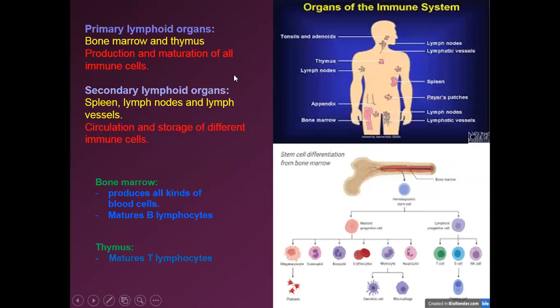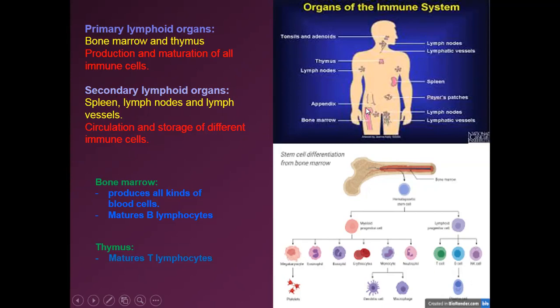Let's now see the organs of the immune system. There are two classes of organs: primary lymphoid organs and secondary lymphoid organs. The primary lymphoid organs are the bone marrow and thymus. Look at the bone marrow.